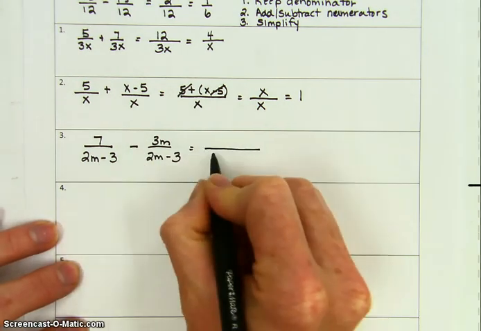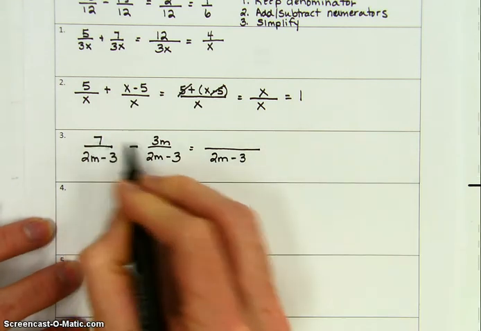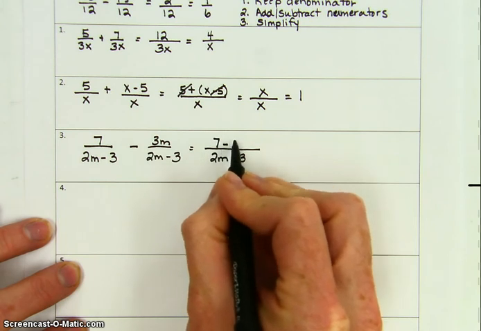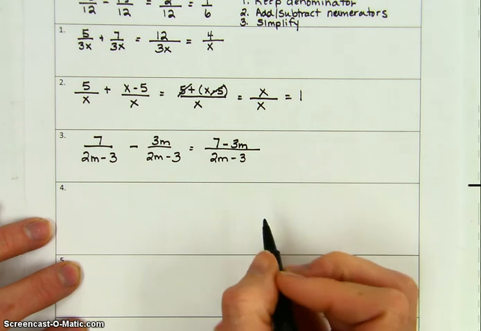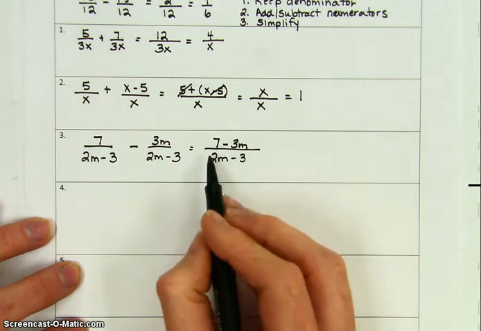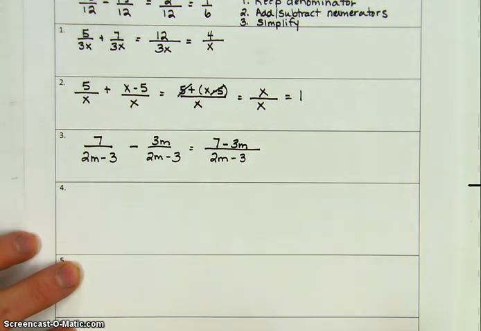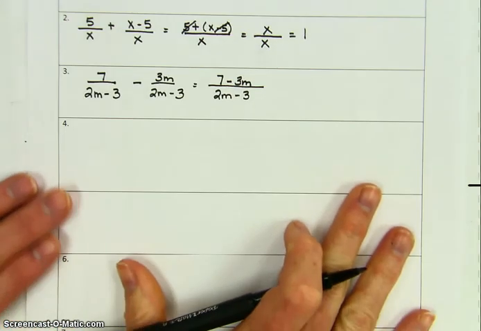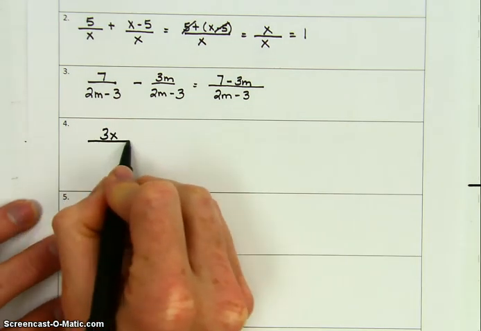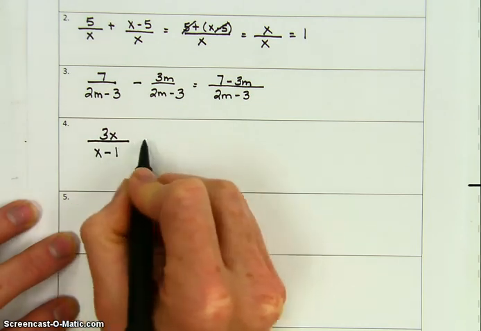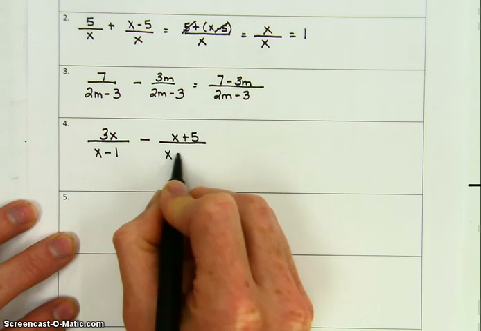So we are going to keep our denominator. And the top, we need to write out 7 minus 3m. We ask ourselves, can I simplify anything on this problem? And we cannot, because these are terms, they are not factors, therefore we leave question 3 alone. Now, question 4. Please write down 3x divided by x minus 1, subtract x plus 5 over x minus 1.